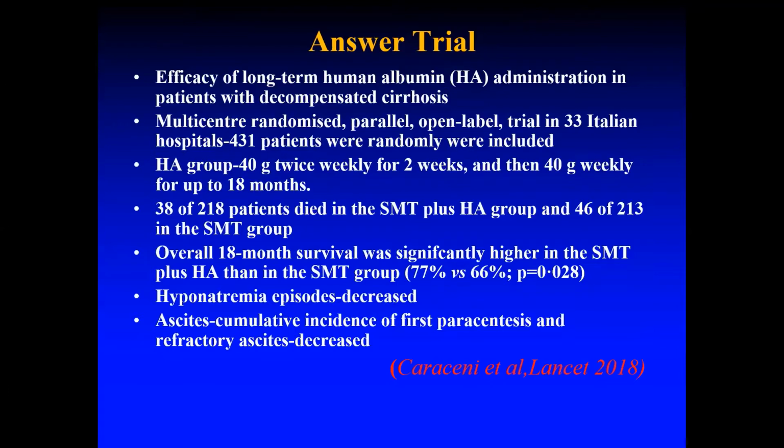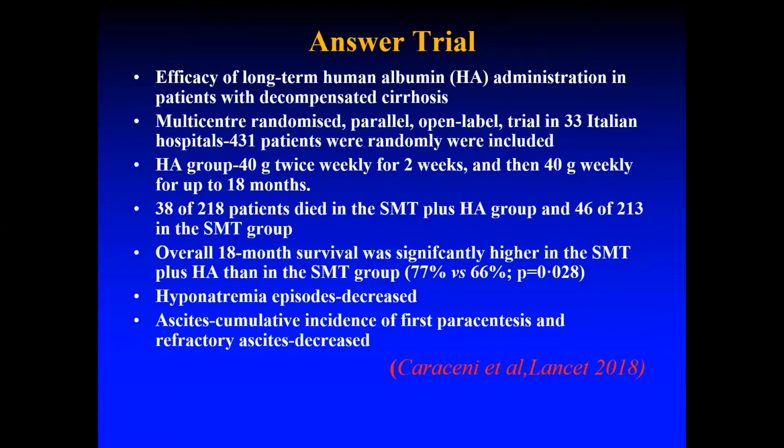This is another study, the so-called ANSWER trial, in which they looked at the efficacy of long-term human albumin administration in patients with decompensated cirrhosis. And this was a multicentric randomized parallel open label trial in 33 Italian hospitals. 431 patients were randomly included, and in the human albumin group, 40 grams twice weekly for the first 2 weeks, and then 40 grams weekly for up to 18 months was given.